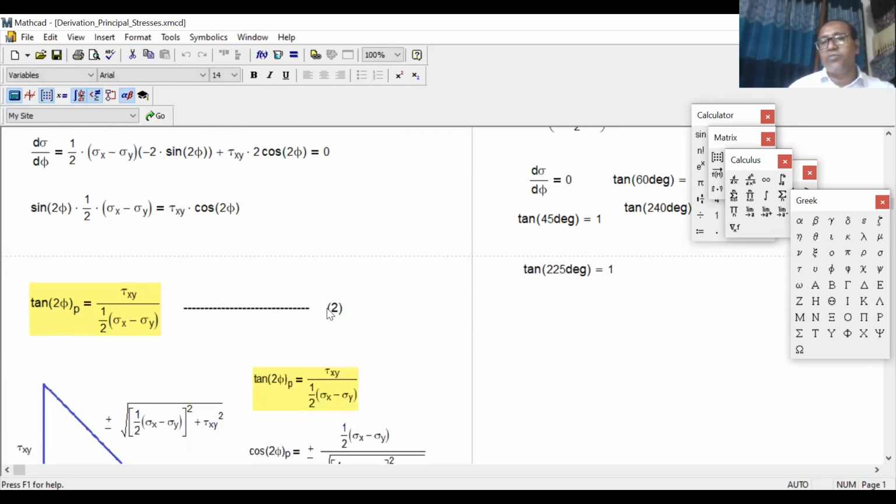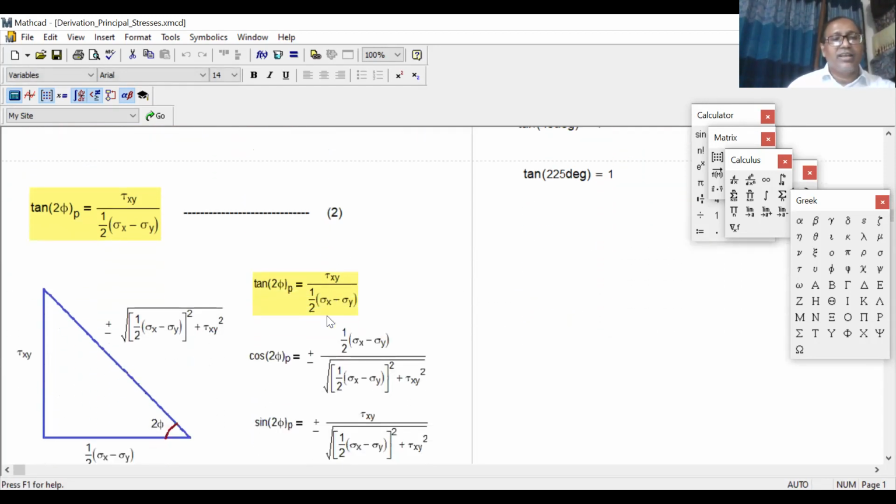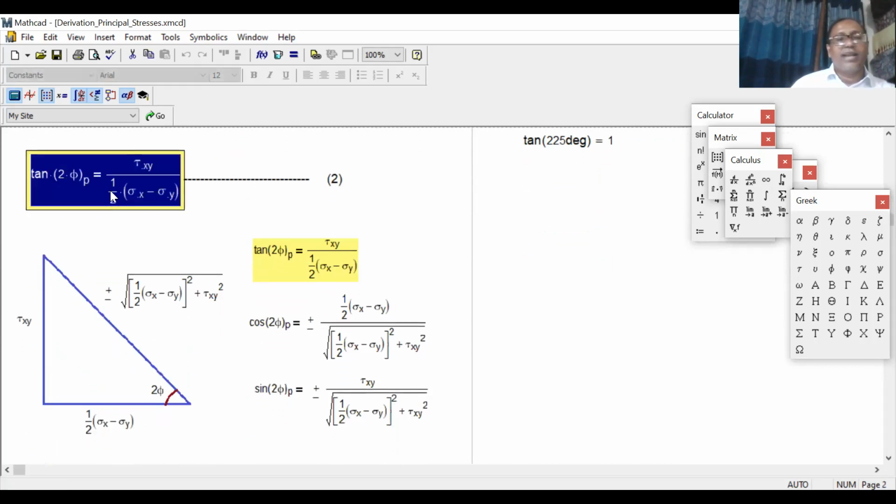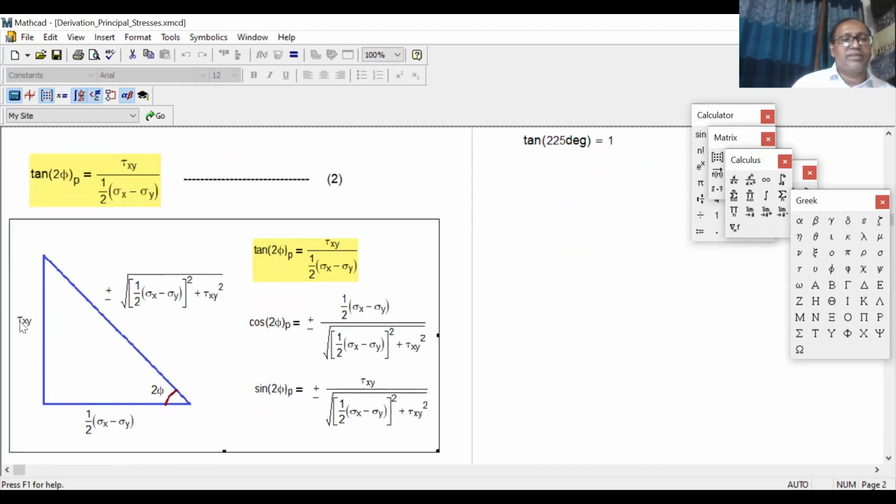It seems like it's complex, but it's not complex. Use your trigonometry. This is the tan value. You draw a triangle. So say this is the angle tan 2 phi p. So this will be base, this will be perpendicular, right? So tan equals perpendicular by base. This is my perpendicular, I'm sorry, and this is my base. Then figure out the hypotenuse.